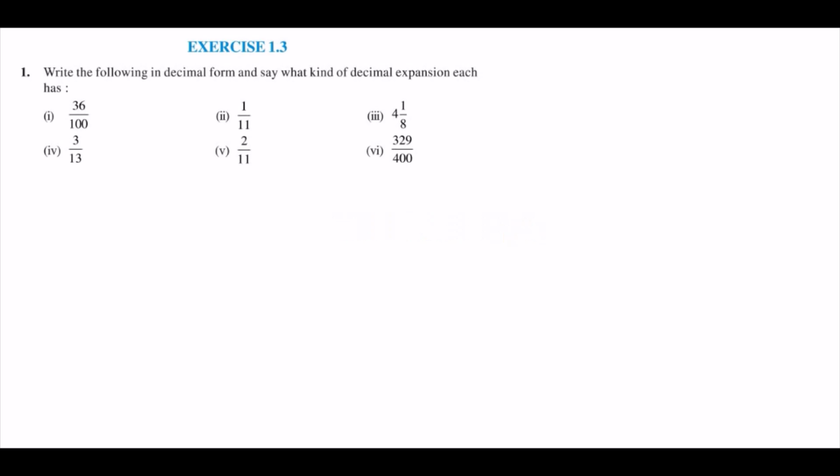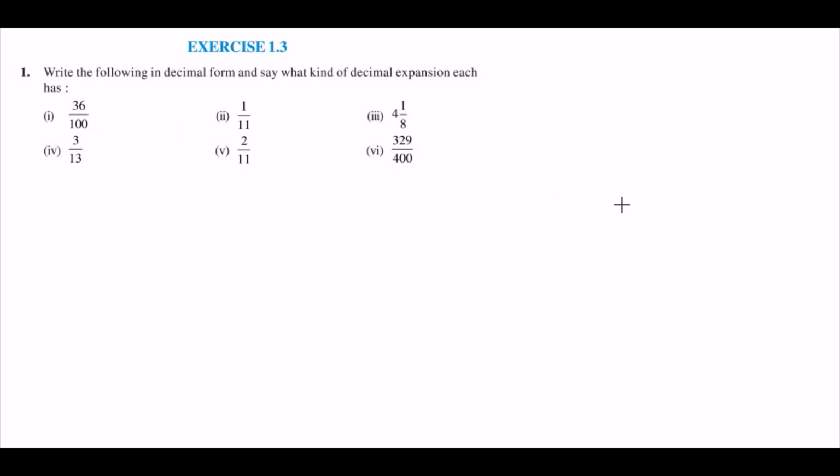Hi students, in today's class we will go through exercise 1.3. So the first question is, write the following in decimal form and say what kind of decimal expansion each has. We are given some rational numbers. These are called rational numbers because they are written as fractions in the p by q form. So let's find out what kind of decimal expansion each of these rational numbers is going to give.